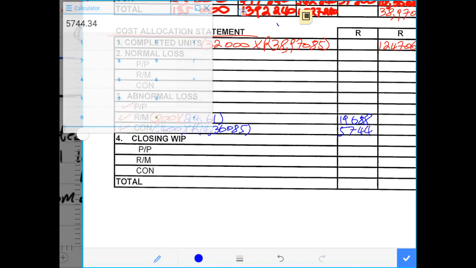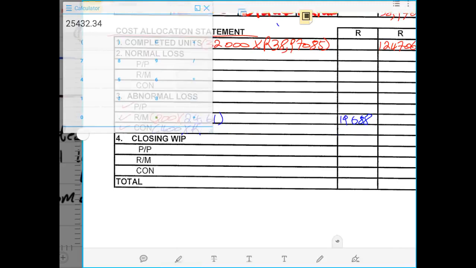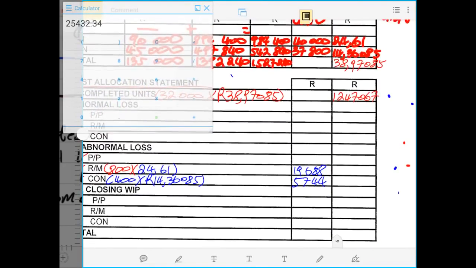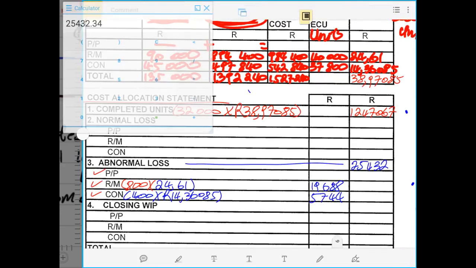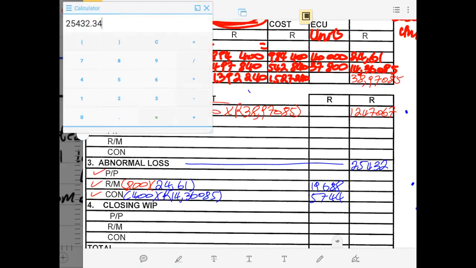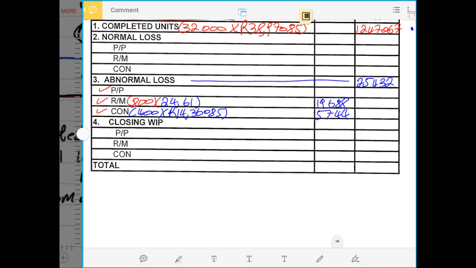5,744. We add the two, plus 19,688, and that will give us a total of abnormal loss, and our total abnormal loss will be written here as 25,432. Please ignore cents when you come to the total. However, you can take them into account just to be safe if the question is not clearly stated, depending also on what your lecturer taught you with regard to the closing or what the question says.